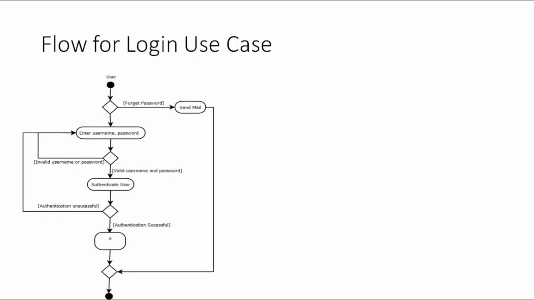Next is the activity diagram for the login use case. First, the user will check whether he has a username and password or not. If he forgot the password, then he will just send a mail and this activity will stop. If he has a username and password, then he will enter them. Now the student information system will check whether this username and password are valid or not. If yes, then it will check for authentication of the user. If the user is authenticated, then he will be allowed to access the system.